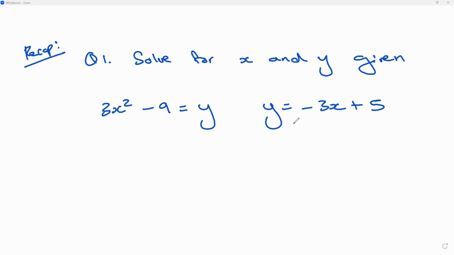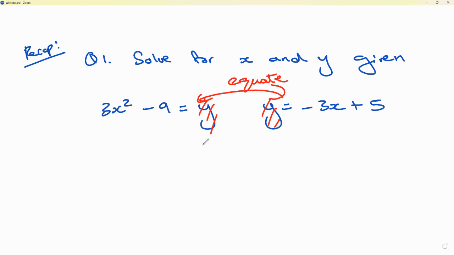All right, so when you're solving this question, let's go through it. The first thing we can do, we can see that both equations equal y. The first equation, we have y equals 3x squared minus 9. And the second one, y is equal to negative 3x plus 5. So if we want to find x and y that will fulfill both equations, the exact same x value, the exact same y value that would fulfill both equations, we can probably remove the y and just equate them.